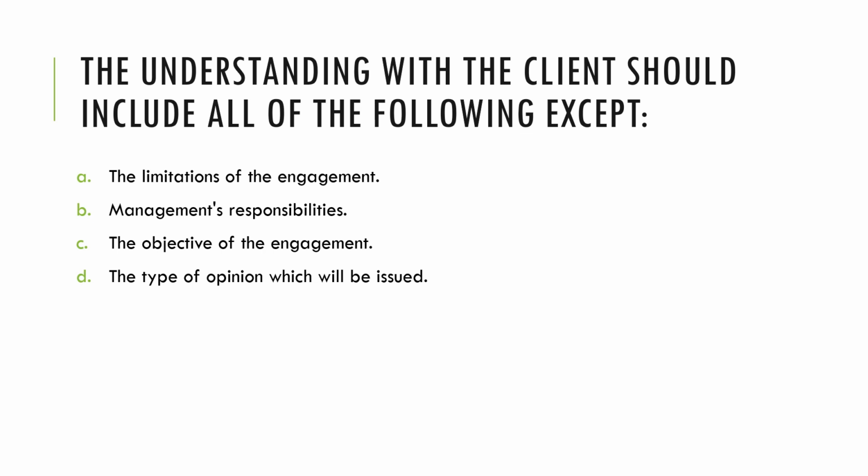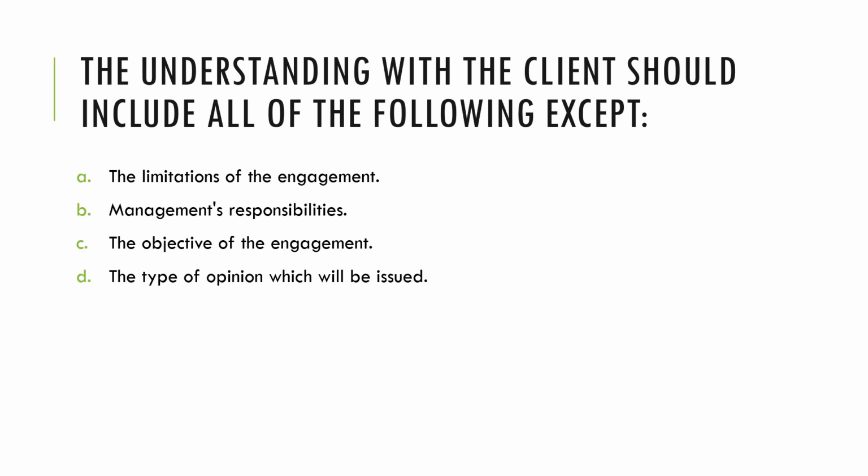Next, the understanding with the client should include all of the following except. And when we talk about this understanding, we're actually referring to our preliminary engagement activities where we have to strike an agreement with the client regarding the engagement that we are about to enter with them. So this understanding will include all of the following except letter A, limitations of the engagement, particularly on the importance of what is a reasonable assurance, because sometimes our clients expect us to give absolute assurance, which is impossible, right? So, limitations of the engagement.